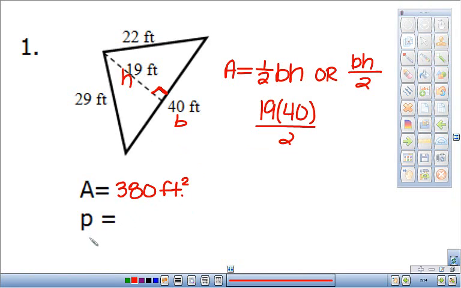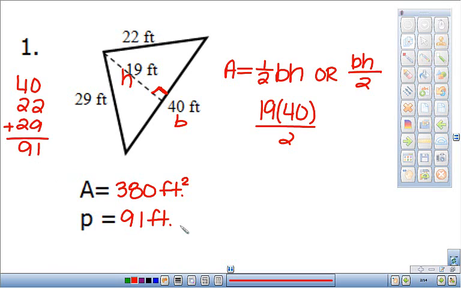Now for the perimeter, they're asking to add all the sides. It's the distance around. So for perimeter, you just take your 3 exterior sides and add them together. So 91 feet. And this is just a distance. Okay, it's one-dimensional, so it's not squared or cubed or anything. It's just feet.